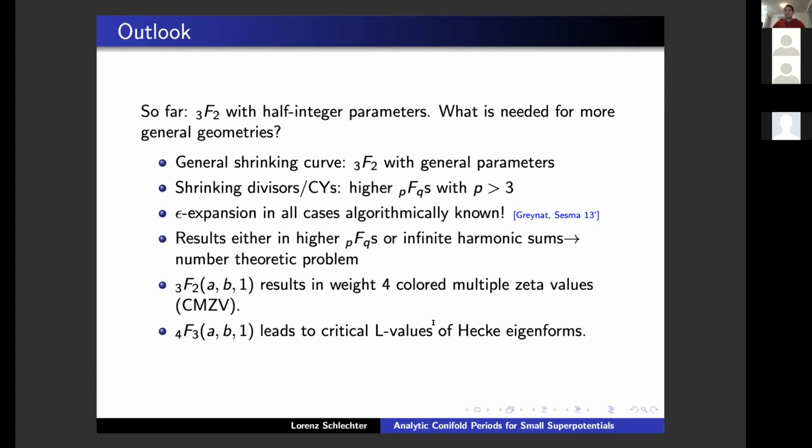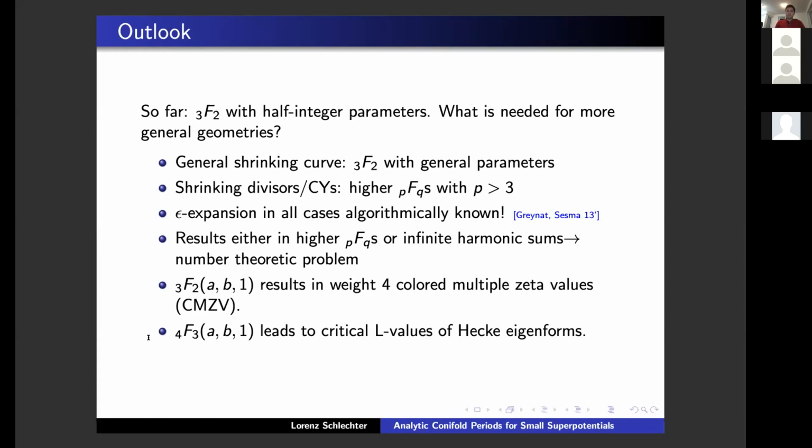The result of this algorithm of Greynat is that you get higher pFqs out for the derivatives. So for example, the parameter derivative of a 3F2 is given by a 4F3, or even worse, by some infinite harmonic or Euler sums. So this reduces the problem to a number theoretic problem.